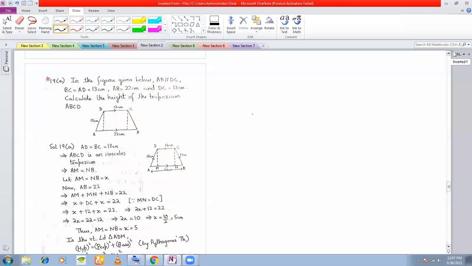In the figure given, again the figure is given to you. This trapezium kind of a figure is given. This is a trapezium in fact. AB is parallel to DC. So let's draw the trapezium here.